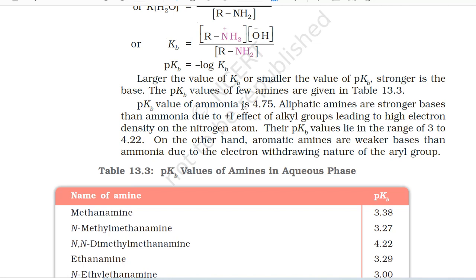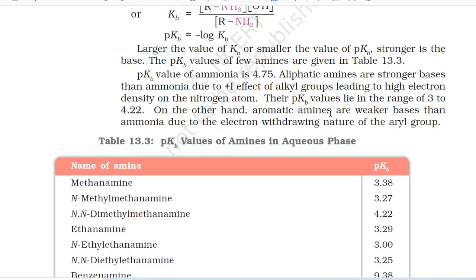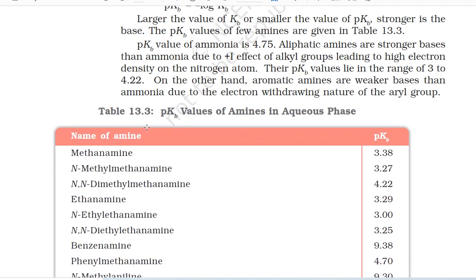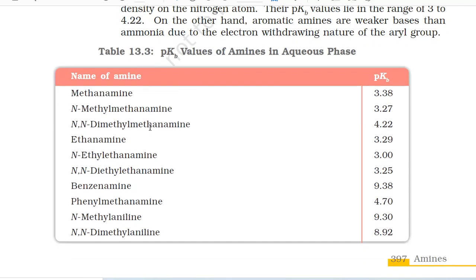The pKb values of a few amines are given in Table 13.3. The pKb value of ammonia is 4.75. Aliphatic amines are stronger bases than ammonia due to the +I effect of alkyl groups leading to high electron density on the nitrogen atom. Their pKb values lie in the range of 3 to 4.22. On the other hand, aromatic amines are weaker bases than ammonia due to the electron withdrawing nature of the aryl group. Table 13.3: pKb values of amines in aqueous phase.